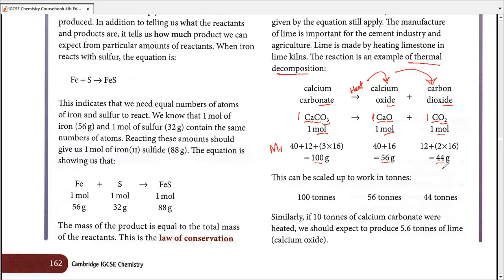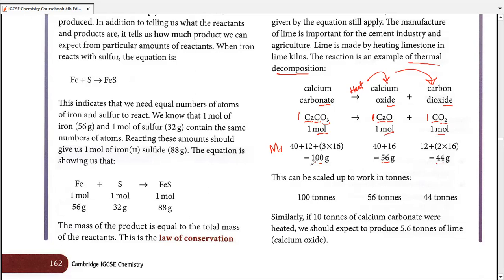Sir, I'm kind of confused. Why are we trying to find the Mr, like 40 plus 12 plus all that? Aren't the Mrs just the masses, and we're adding all those because they're a compound and we're getting the answer?